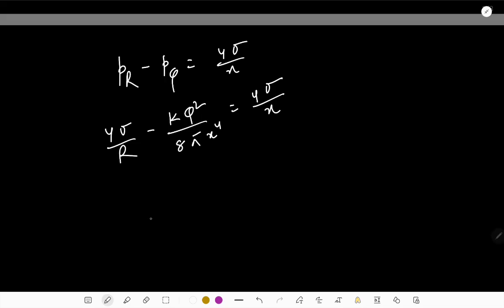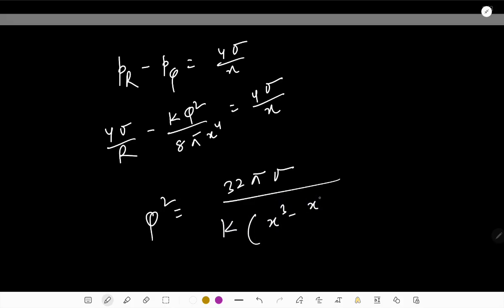What I got finally is that q square will be equal to 32 pi sigma divided by k, times (x cube minus x raised to 4 by r), and that is my answer. I don't want to put a square root because the expression itself is scary, and I don't want to put a square root to make it look more scary.